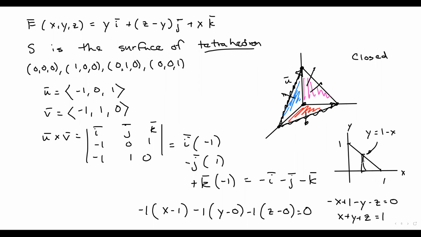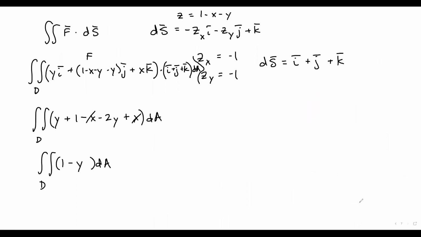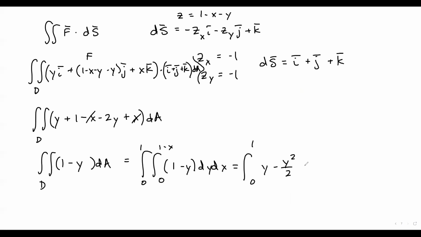That's the base. It's type 1 or type 2. If you have a choice, I recommend doing vertical rectangles here that we're going to add across. And so we're doing top to bottom and then left to right. Top to bottom would be from 0 to 1 minus x, and then 0 to 1, and we get 1 minus y dy dx. 0 to 1, antiderivative of 1 is y, minus (1 minus y) squared over 2, 0 to 1 minus x, dx. What's this going to be?